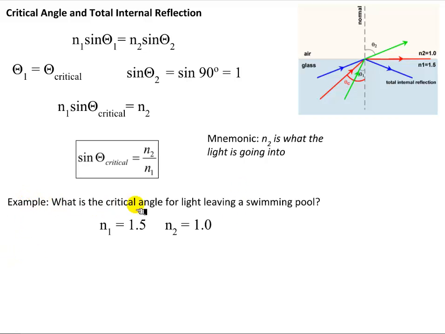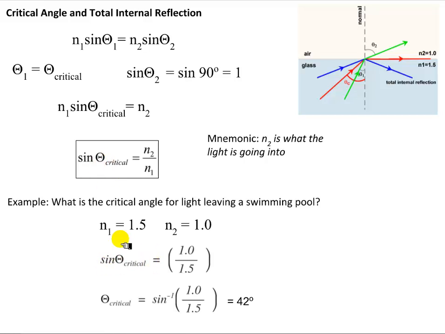Okay, so for example, what is the critical angle for light leaving a swimming pool? This is an example of it. Again, we'll just focus on that red ray. N1, what we're coming from, is 1.5. What we're going into, N2, is 1.0. Let's plug that into this equation. So the sine of the critical angle is 1.0. I'm sorry, that's what we're going into. N2 is on top, 1.0. 1.5 is where we're coming from.